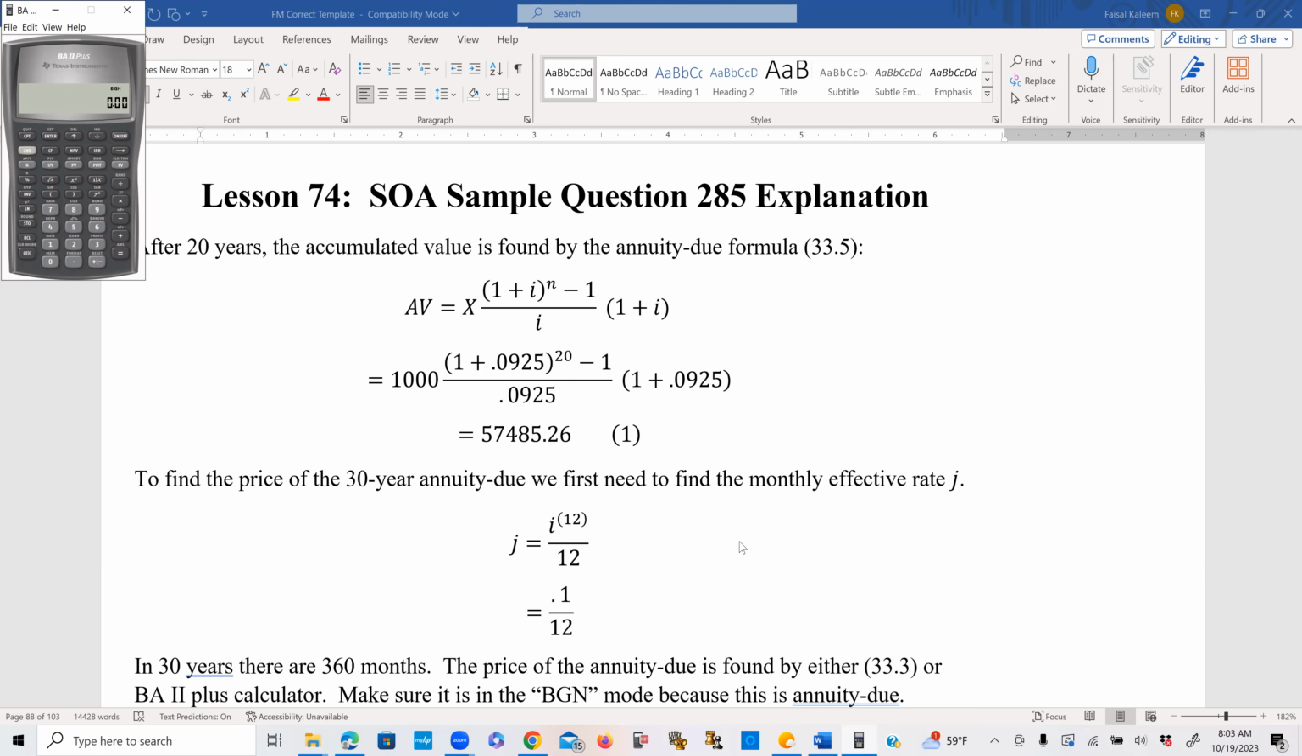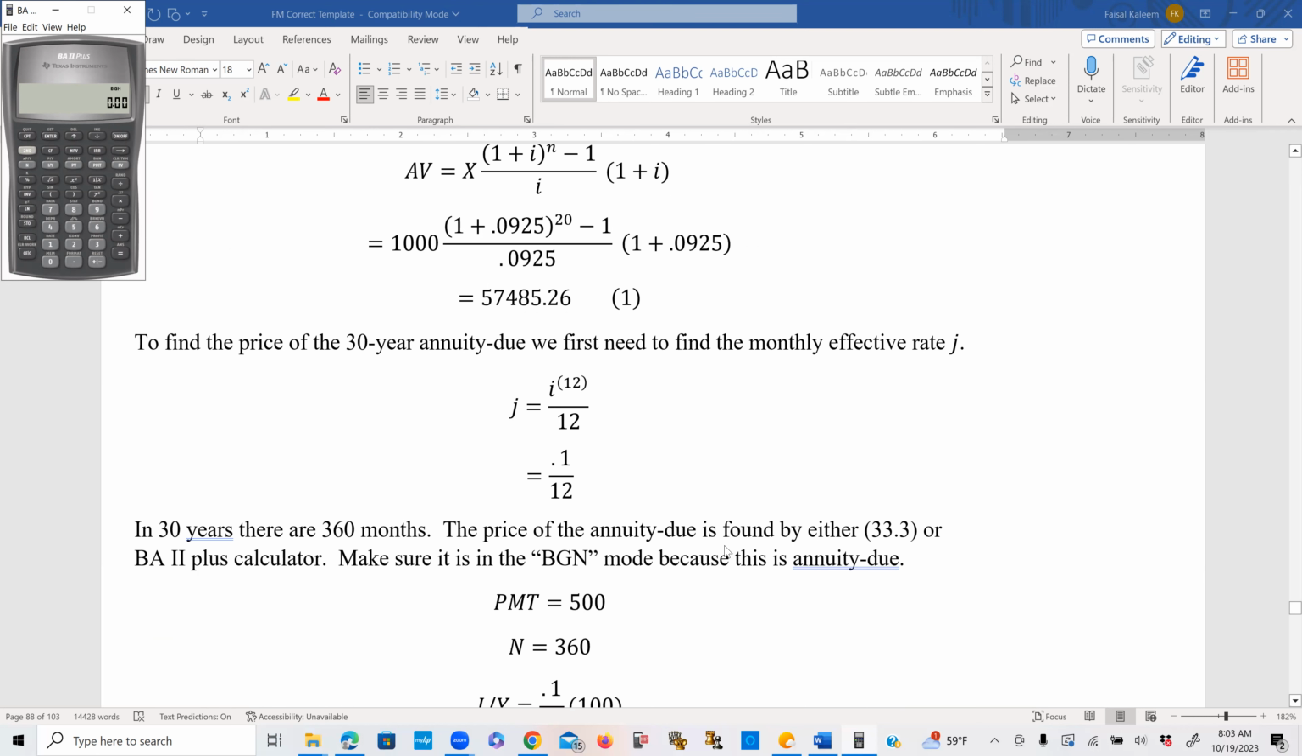In 30 years, there are 360 months. Now let's switch it around and do the next portion using the BA calculator. We can still find it using formulas, but let's just switch it around a little bit. So that's a 30-year annuity due. We need to calculate N, which is 360 months, since payments are monthly. And the price would be found by using the begin mode, since it's annuity due. We want to make sure that the calculator is in the begin mode.